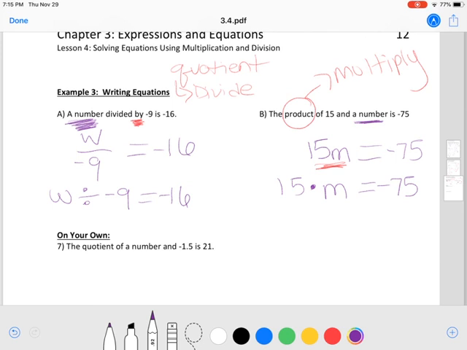And again, on these two, you guys could have picked any letter you wanted for your variable. It doesn't have to be w or m. Any variable would be correct if you were taking this as a quiz or a test.